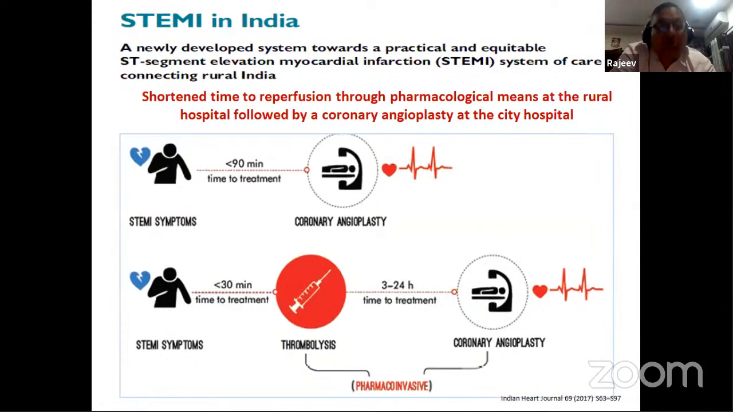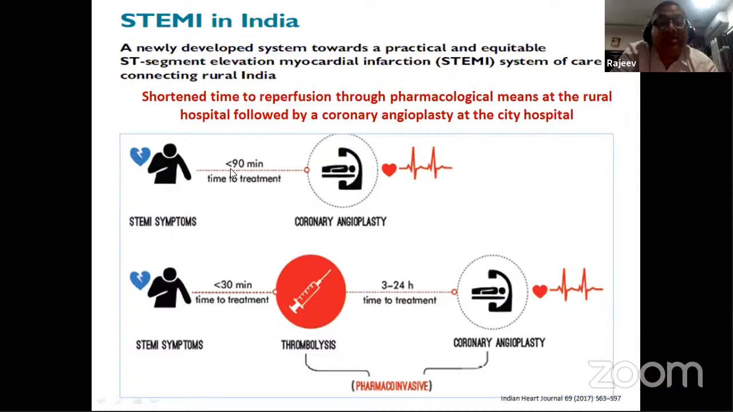Now, the STEMI India program is going on. It's a newly developed system towards a practical and equitable ST elevation myocardial infarction system connecting rural India, basically. Shorten time to reperfusion through pharmacological means at a rural hospital followed by angioplasty at a city hospital. This was the concept by which STEMI India started.